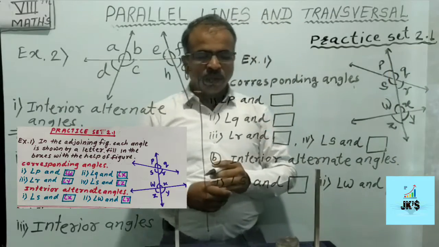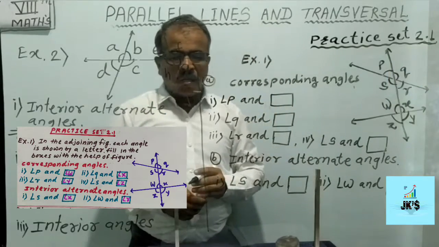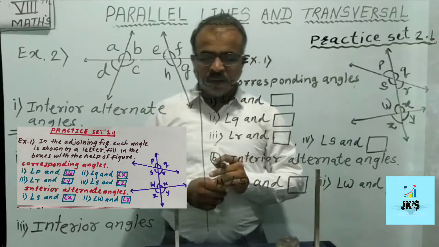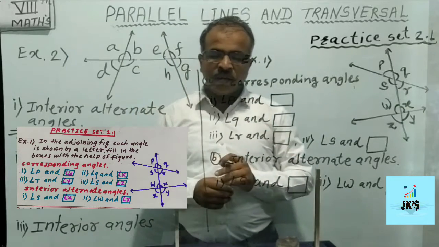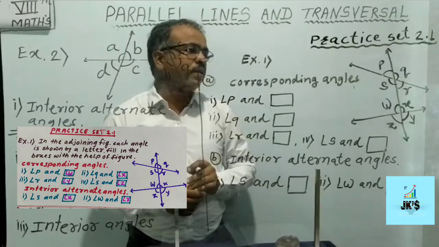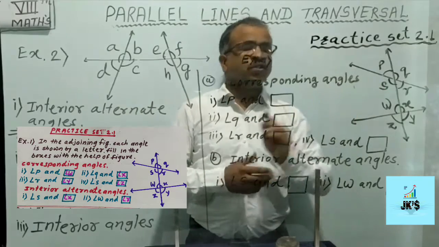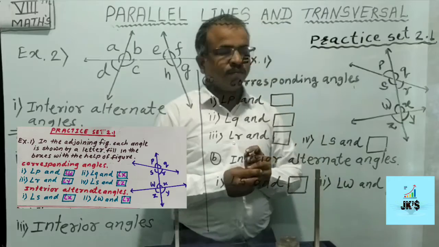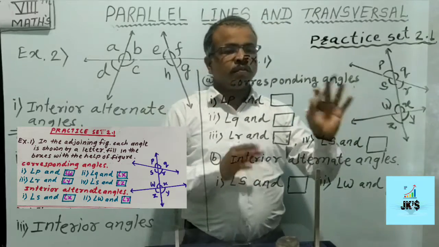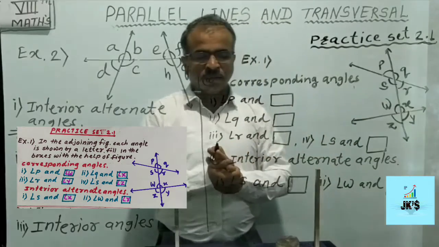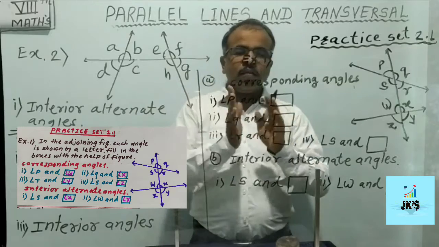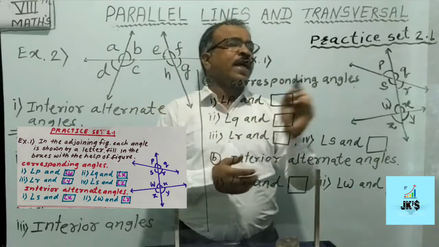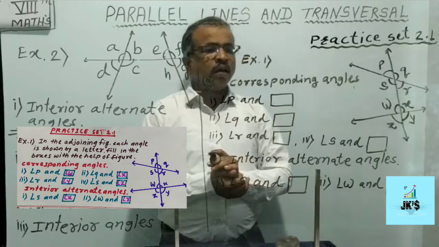The first example. In the adjoining figure, each angle is shown by a letter. Fill in the boxes with the help of the figure. Each angle is shown by the letter, and from this fill in the blanks or fill the boxes. The first one is corresponding angles.